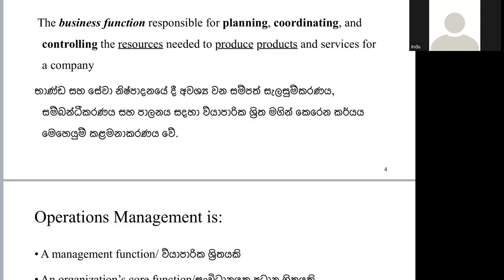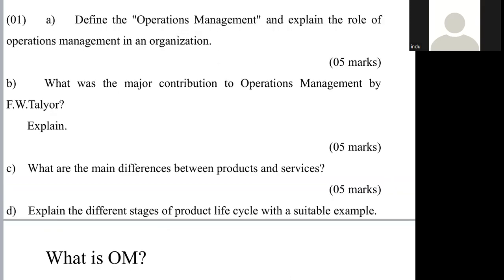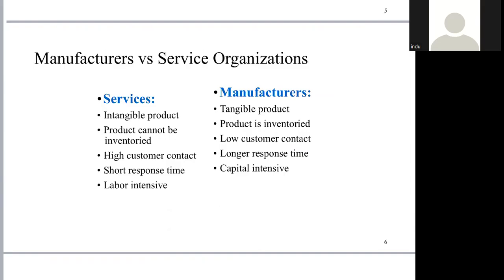Next, I would like to move to the third part of section number 1. It asks what the main differences are between products and services. You can see in this slide, I have given the main, basic differences between manufactured products and services.